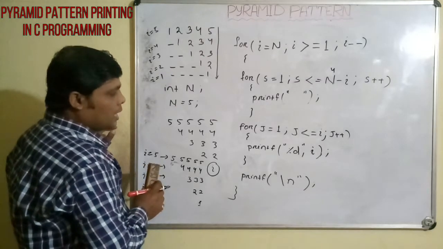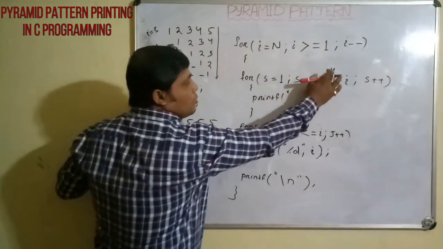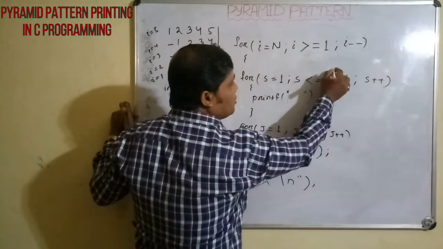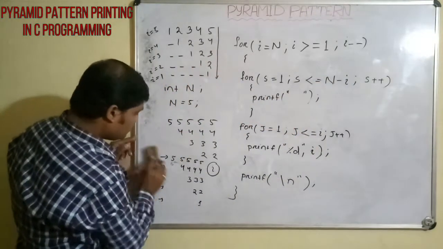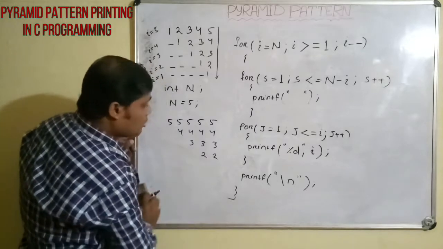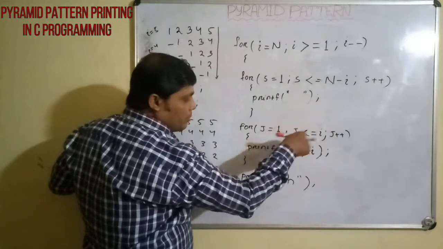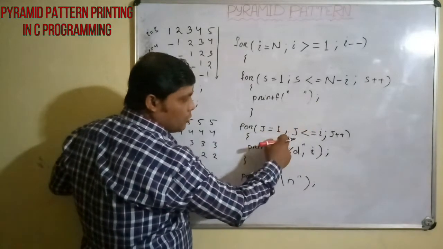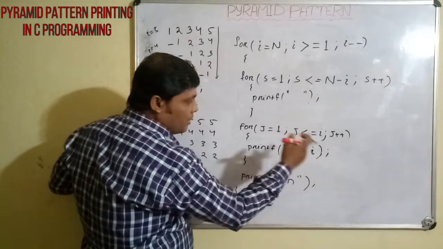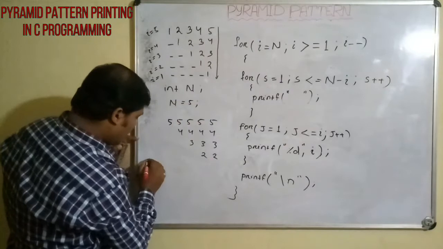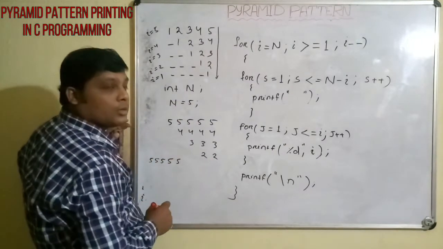I am just telling, just see, when i value is 5, this will work for 5 minus 5, 0. So it will not work. No spaces will be there. Clear? So come to this loop. 1 to i, which is 5 first time. So 1 to 5, for 1, 2, 3, 4, 5, 5 values it will work. 5 times this loop will continue. And what will it print? It will print i 5 times. What is the i value? i value is 5. So it will print 5, 5, 5, 5, 5. Clear?